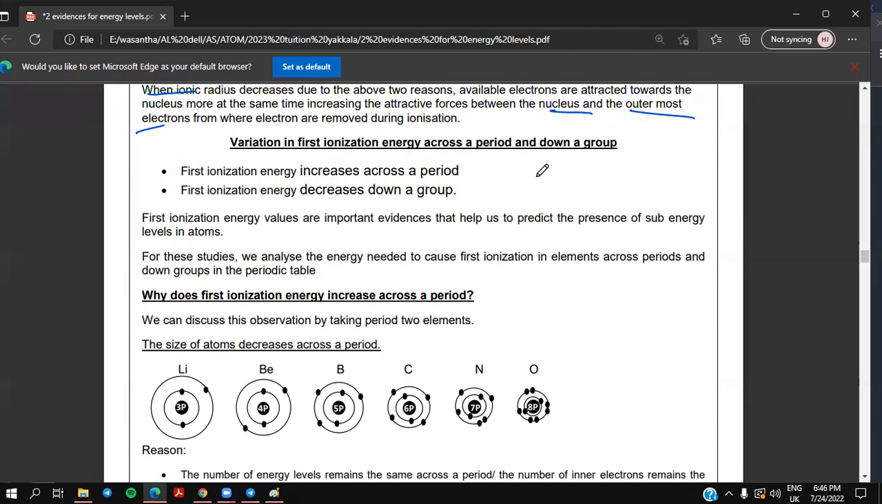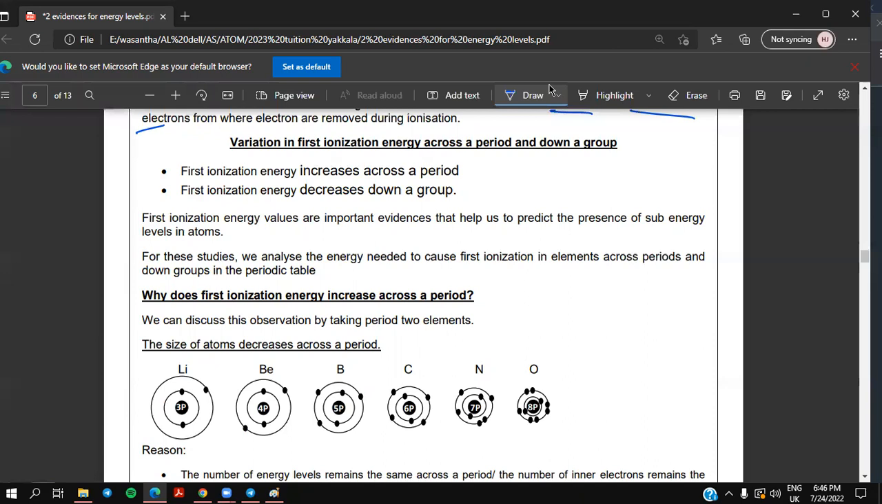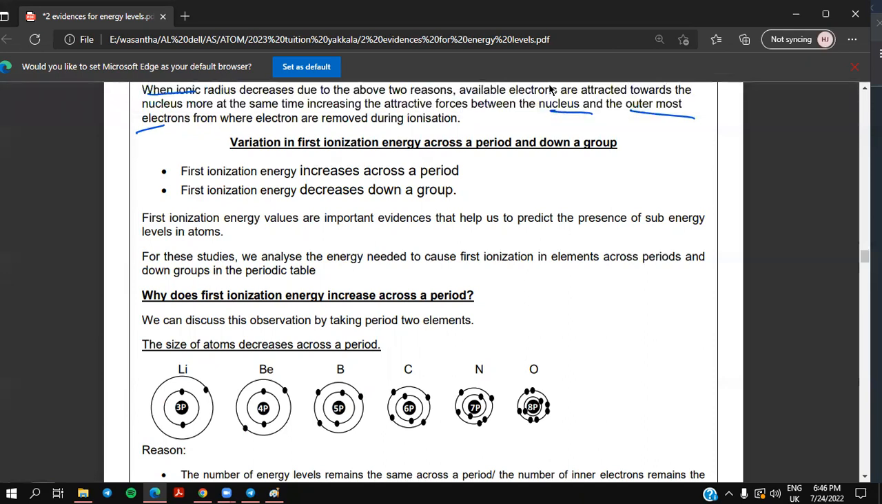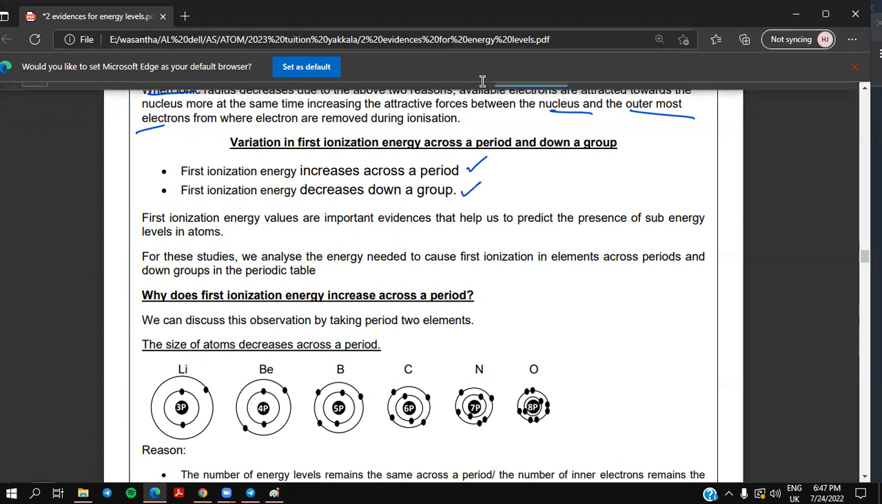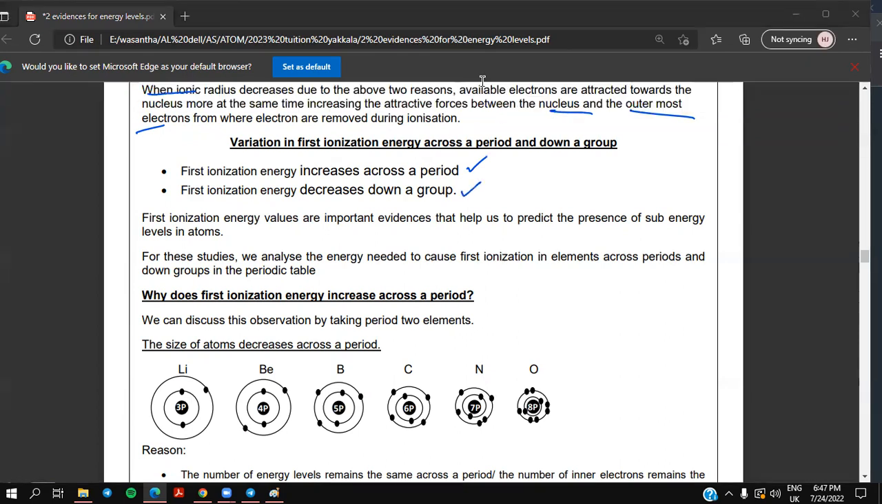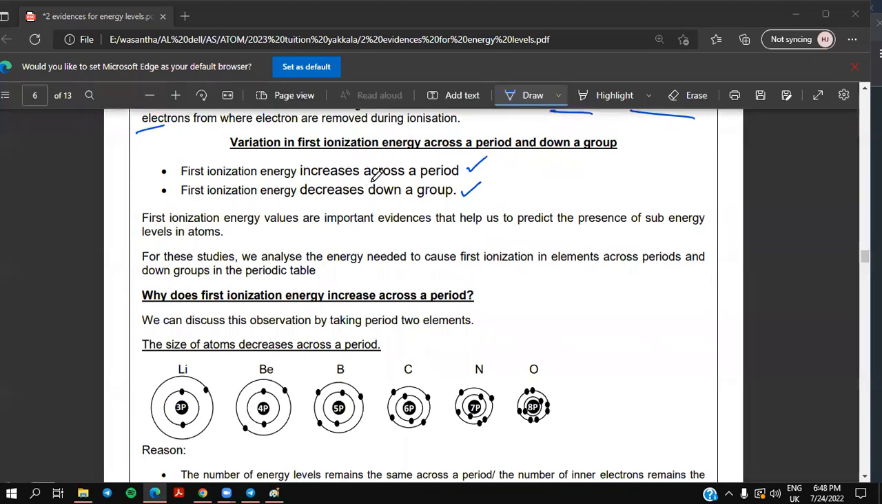I have not explained much of it yet. Of course, certain things I have explained from here and there. Now we'll try to pull them together. However, the summary you will come across at the end of this lesson will be: first ionization energy increases across the period, and first ionization energy decreases down the group. Having this in mind, we will go to the next part.